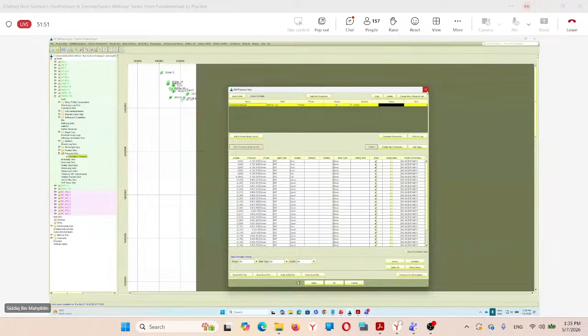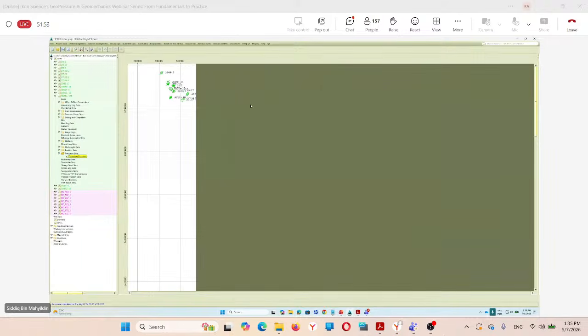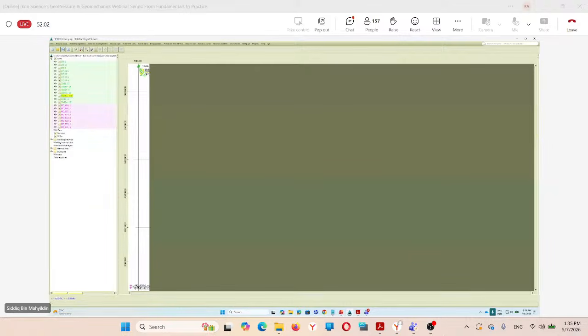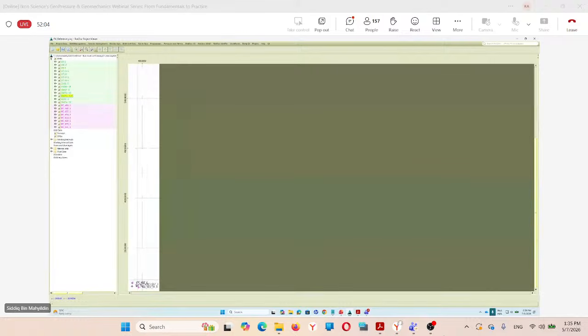In terms of the data that we have, you can see over here, I have one cluster of data in green color, and I have another cluster down there. Yeah, it is MC well. So let's take a look at this well data, the pressure data, and see how it looks.